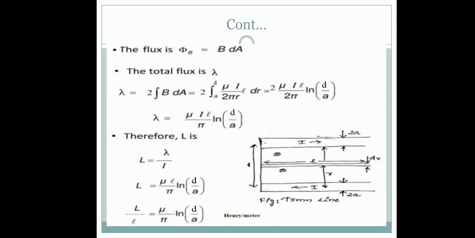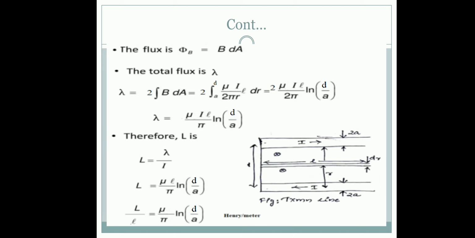So after finding B, we can find what is the flux associated with the circuit. So to find the flux associated with the circuit, we are considering a small strip. So we can see the cross section of our transmission line in figure. So it consists of two conductors having radius a each, or the diameter is given as 2a each. So one conductor will conduct in forward direction and other conductor will conduct in backward direction, and we can also see that the center to center separation is D.